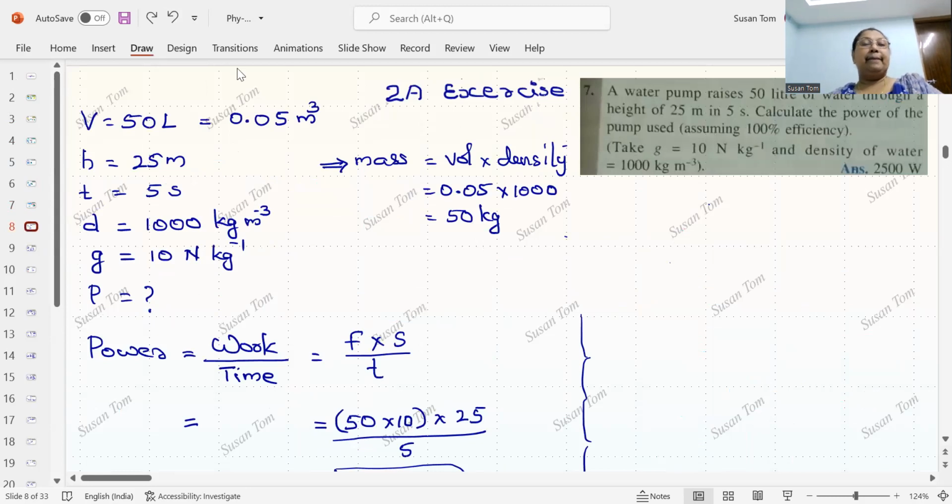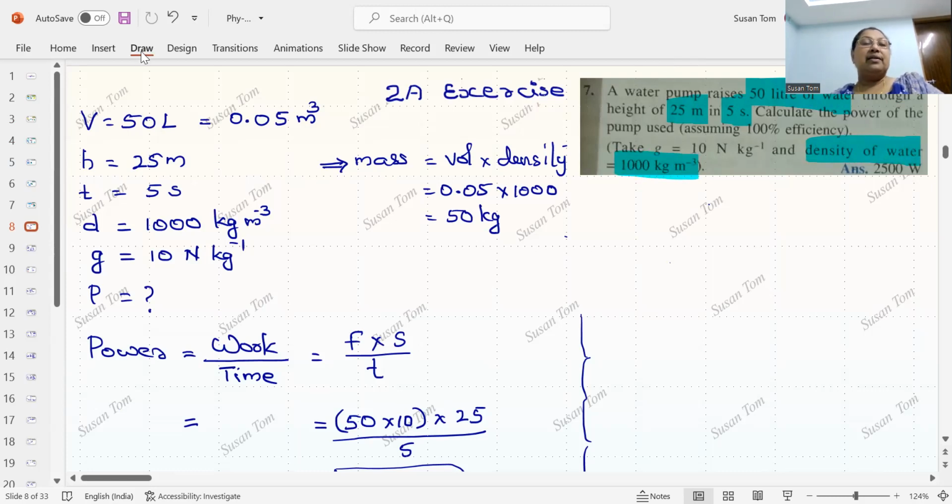Question 7. A water pump raises 50 liters of water. Therefore, here volume is given, through a height of 25 meters in 5 seconds. Okay. Instead of mass, they have given the volume, but they have given the density of water. Density of water, 1,000 kilogram per meter cube is given.